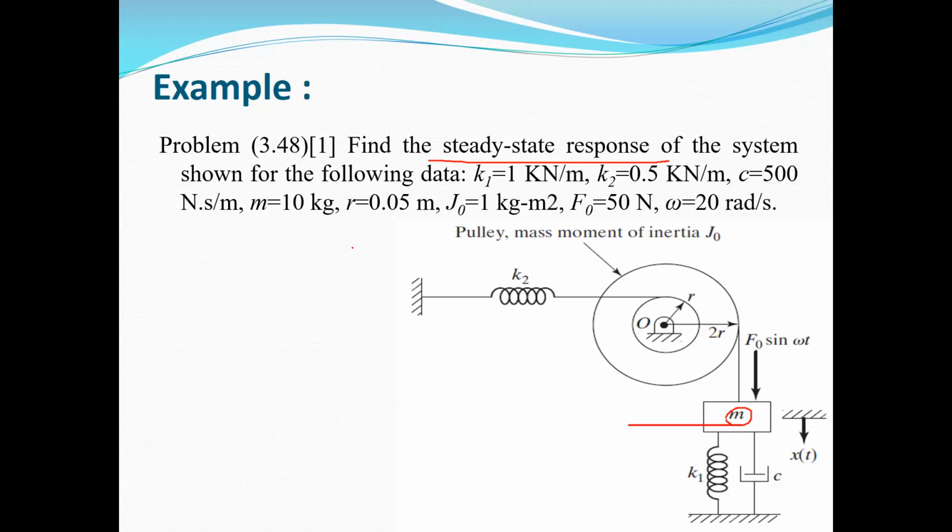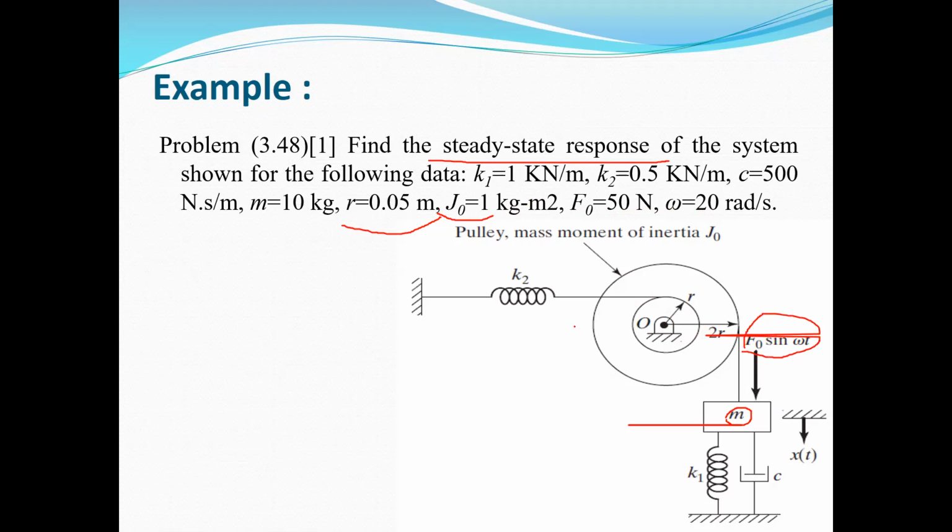The radius of the pulley is 5 centimeters, or 0.05 meter. J_O, which is the mass moment of inertia for this pulley about the mass center, or about the point O, is 1 kilogram meter squared. And F_0 is 15 Newton. Omega is 20 radian per second. So we have this external force, which is F_0 sine omega t. So we need to obtain the particular response.